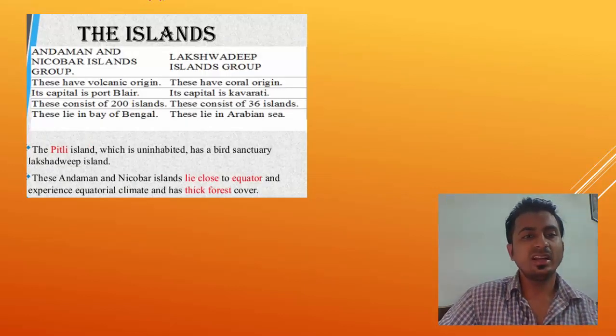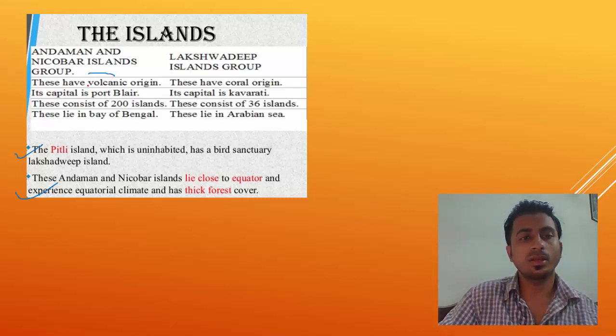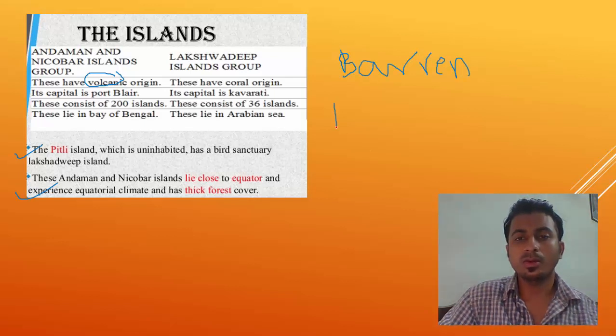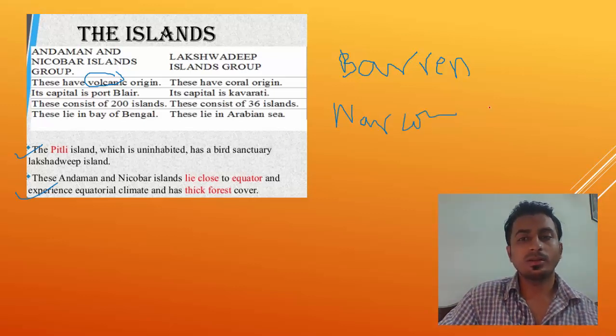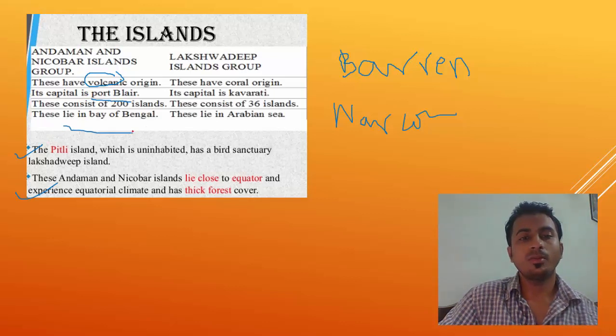Okay, so you can read about few islands and their importance, and you can read this difference also. Like Andaman is of volcanic origin because we have got few dormant volcanoes like Barren and Narcondam Islands. Okay, so these two are volcanic in origin. That's why Andaman are volcanic. Capital is Port Blair, and they lie in Bay of Bengal. This also I told you. So these are the main differences.